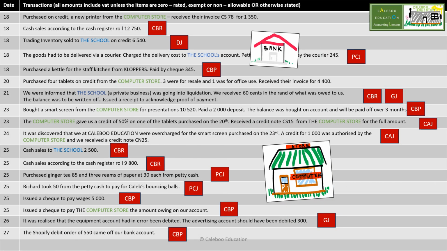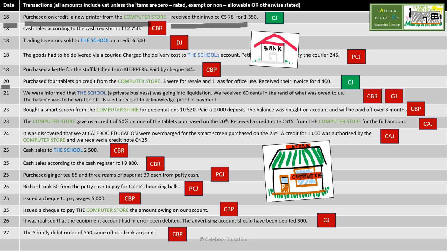There were more transactions for the month of February. Calibu had a busy February, Calibu Education. On the 18th, Calibu Education purchased on credit a new printer from the computer store. We received their invoice. We need to record this transaction. So there's another transaction on the 18th.